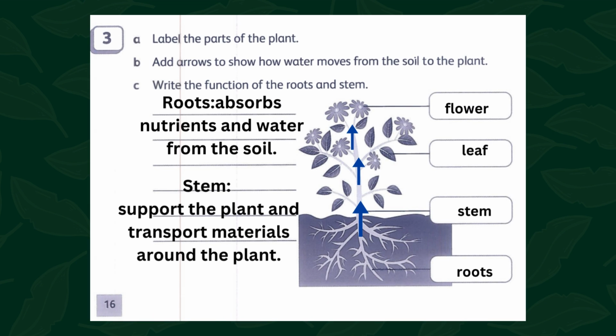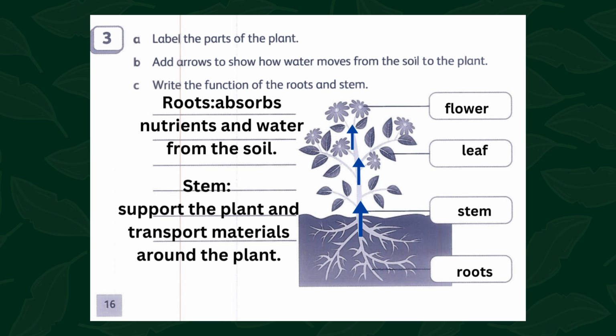Now, number three, A. Label the parts of the plant: flower, leaf, stem, roots. Add arrows to show how water moves from the soil to the plant. I have made arrows for you. And number C, write the function of the roots and stem. You have done it in notebooks, so you can write it again.